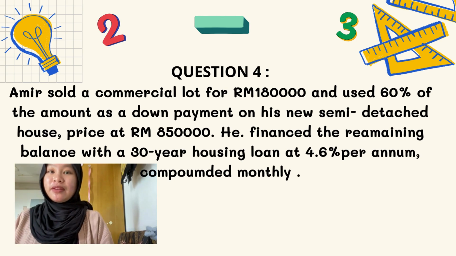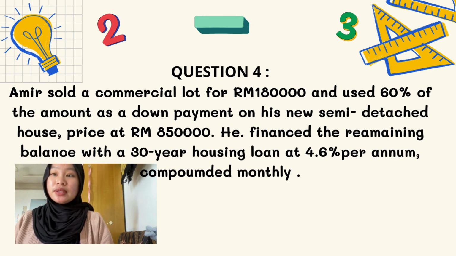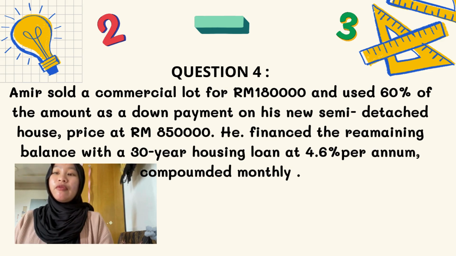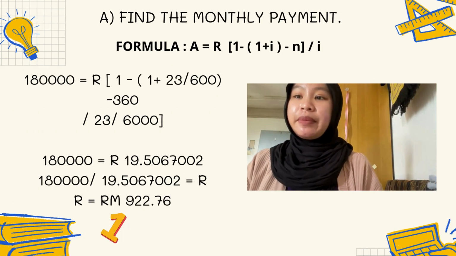My name is Nurul. Now I will explain question 4. Question 4 is: Amir sold a commercial lot for 80,000 and used 60% of the amount as a down payment on his new semi-detached house priced at 85,000. He financed the remaining balance with a 30 years housing loan at 4.6% per annum compounded monthly. Find the monthly payment.